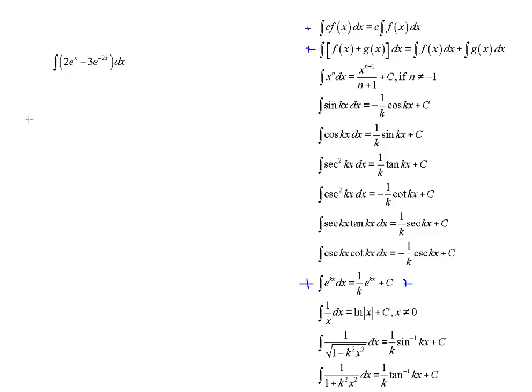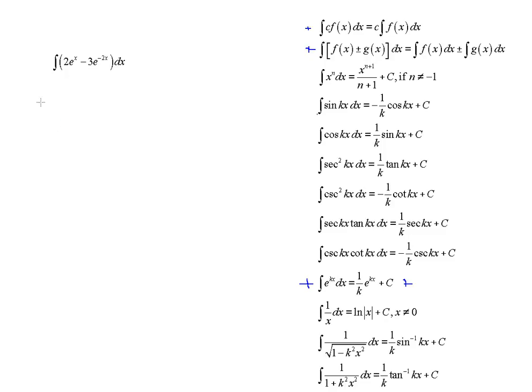So let's just go to it. I'm getting bored of black, and I think I want to use orange. So I'm going to break this up and factor out the constants.